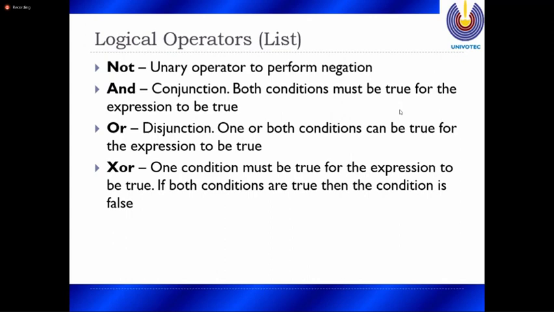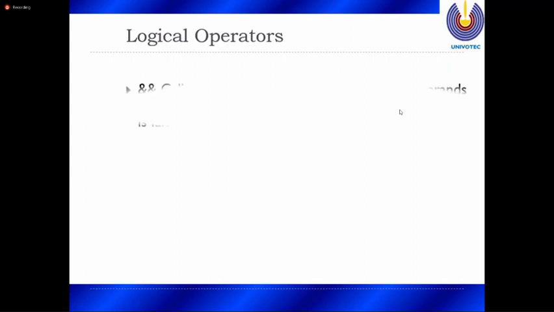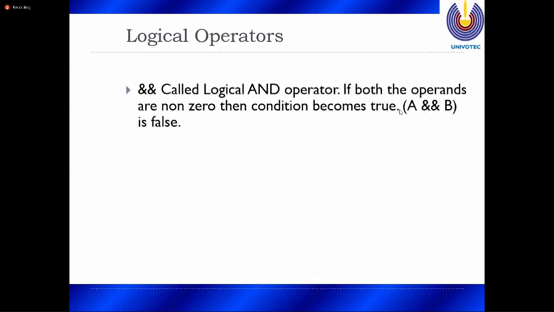Then three logical operators. Now logical operators. Okay, then you can use this sign. Not in Java, you can use AND or OR, but here we are using the double ampersand mark. Double ampersand is the AND operator. If both of the operands are non-zero, then the condition becomes true. Okay, A and B: the condition A and B is true.